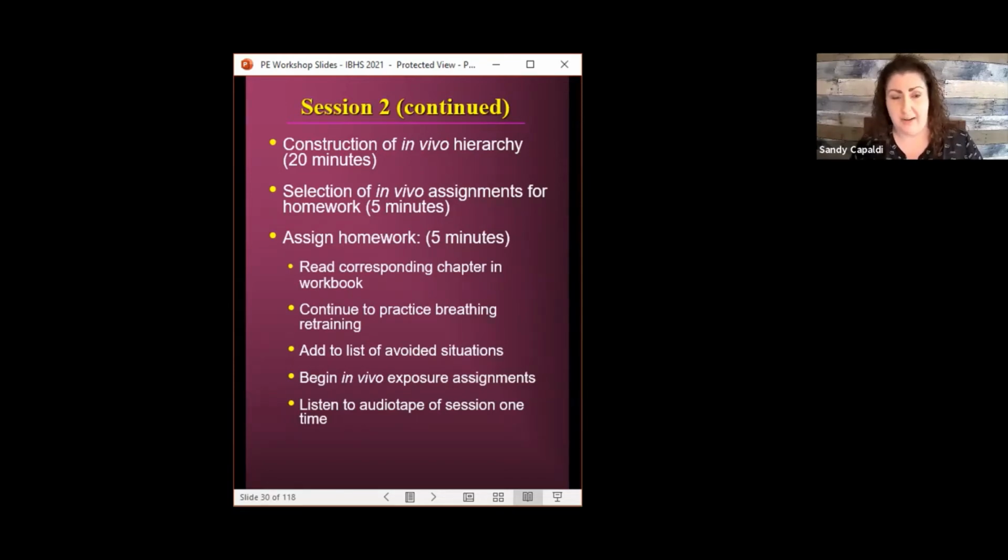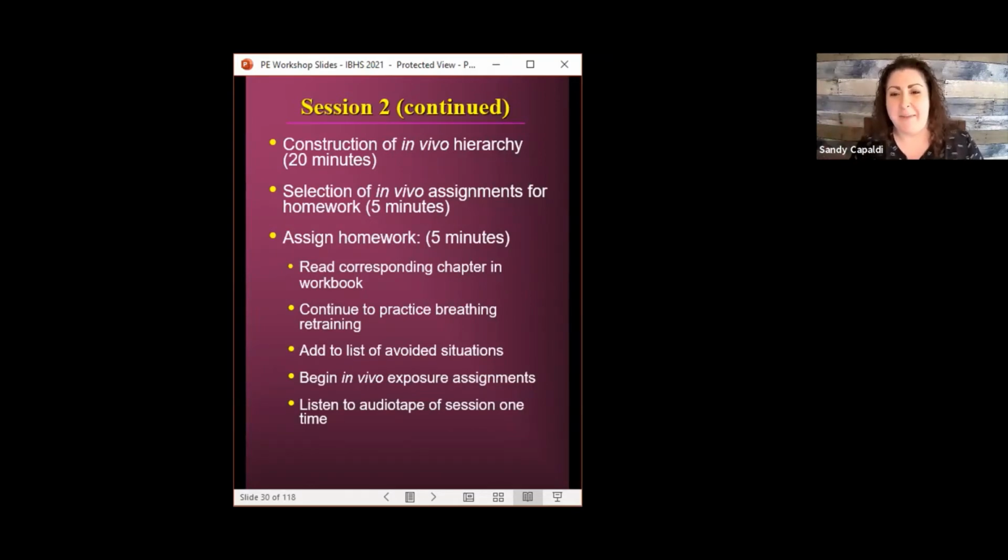They're going to read the next chapter that corresponds to session 2. They're going to keep practicing the breathing retraining. They're going to add any ideas to the in vivo hierarchy that they might think of during the week. And we usually will assign 2 in vivo exposure practices or items for each week. We ask them to actually try and do them every day, but 2 different kinds of activities. And then again, to listen to the session 1 time during the week. So doing it in 1 session.